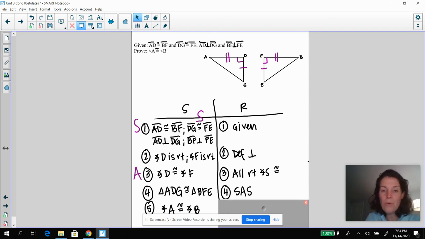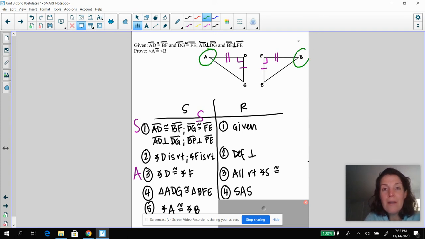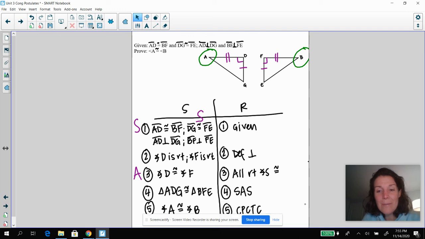Woo woo! And then the last thing, if I know that these two triangles are congruent to each other, why do you think that angle A and angle B are congruent? They're congruent because of, and we're going to use this a lot, CPCTC. Woohoo!